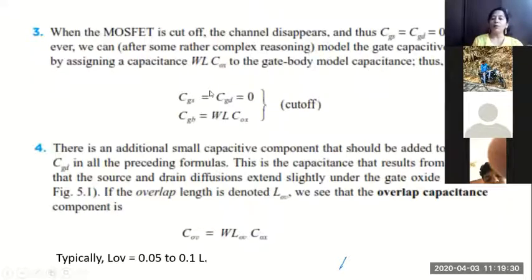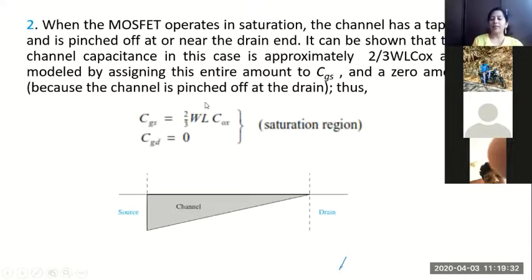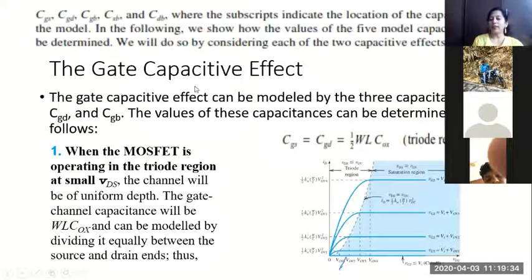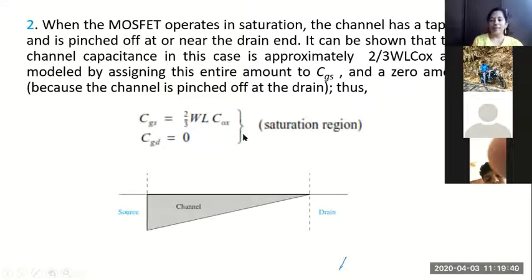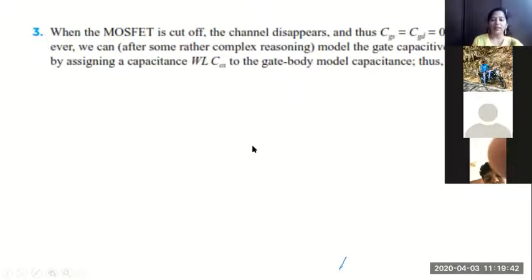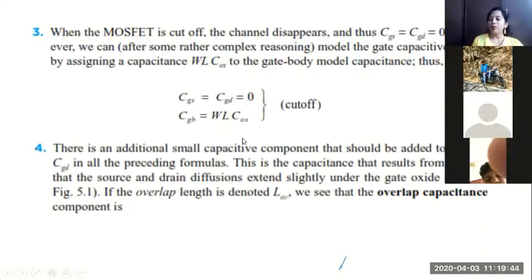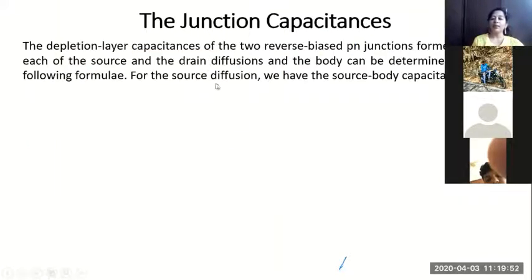So till now what we saw was the gate capacitive effect. As I was telling you, the gate capacitive effect caused CGS, CGD in the triode, saturation and cutoff regions as we analyzed, and it also caused an overlap capacitance COV. Okay, this is all due to the gate region. Next we'll see the junction capacitances between source and body terminals and the drain and body terminals.